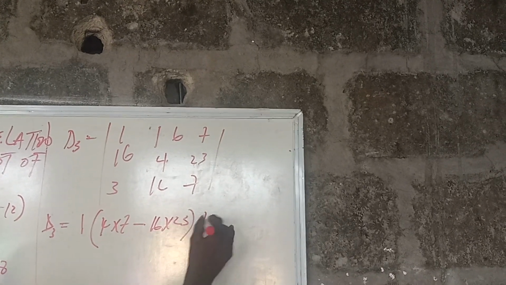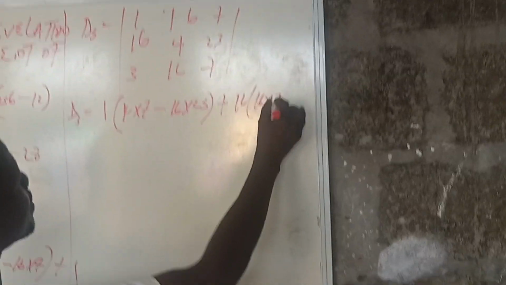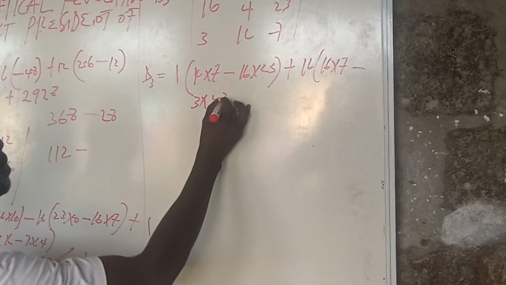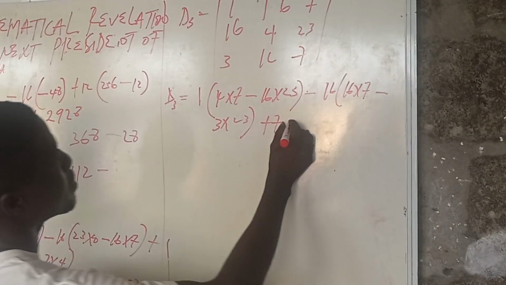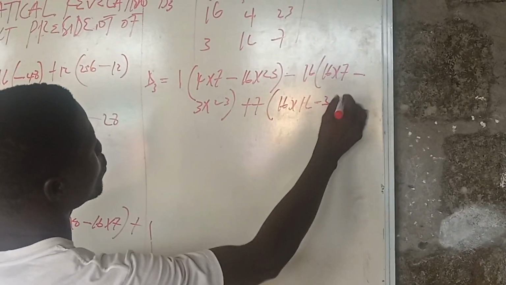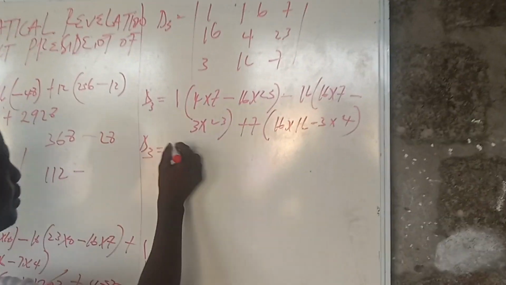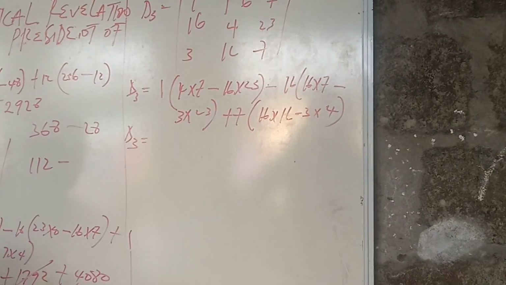Am I right? Yes, sir. Plus what? 16 into bracket 16 times 7 minus what? 3 times 23. Plus what? 7. This one is minus, right? 7 into bracket 16 times what? 16 minus 3 times what? 4. Yeah, let's go. Speed again. Data 3 give us what? That becomes 4 times 7 is 28. 28 minus 16 times 3 will give us what?